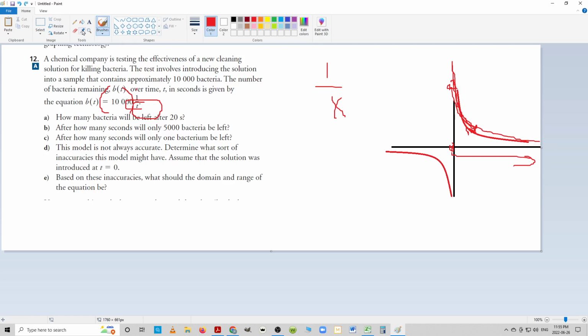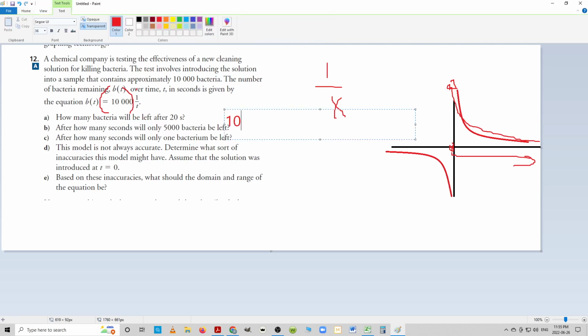So what about 20 seconds? Let's answer the questions one by one. You get 10,000 times 1 over 20. Take a 0 off both. Divide that by 2. Times a half is the same as divided by 2. So there will be 50 bacteria at t is equal to 20.